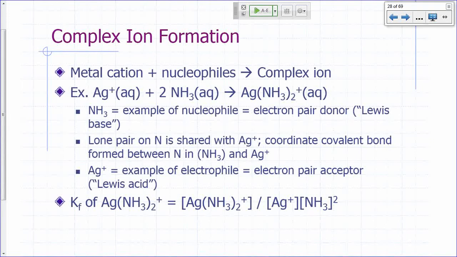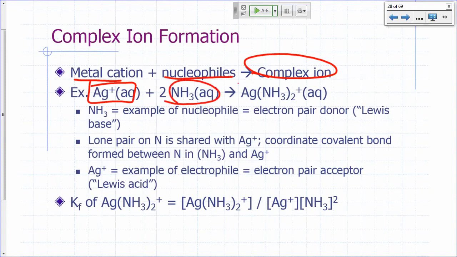In general, if you have a metal cation, it can react with nucleophiles, forming a coordinate covalent bond with the nucleophile to form a complex ion. For example, if you have silver ions in water, it can form covalent bonds with two ammonia molecules to give you this complex ion right here. This is called the silver diamine complex.